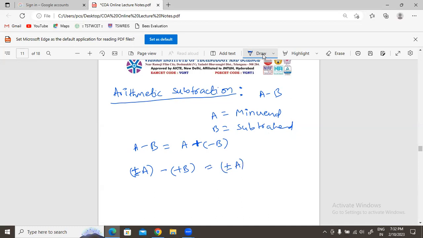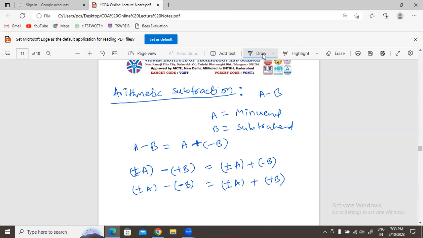You need to convert this subtrahend into the opposite of that number. That means if the subtrahend is positive, then convert it into negative and perform the addition operation. And if the subtrahend is negative, that means you are subtracting the plus or minus A operand and minus B operand. That means the plus or minus A operand stays the same, and convert this minus B into plus B and perform the addition operation.